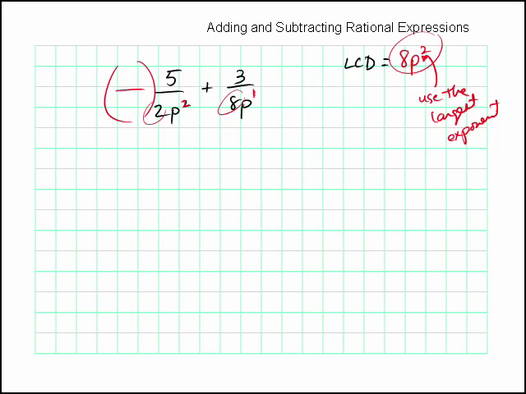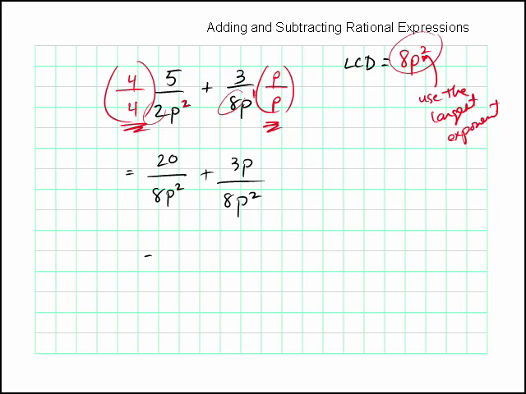That means that I will have to multiply this fraction by just 4 over 4 to get the common denominator down there. And this fraction needs to be multiplied by p over p. This gives me 20 over 8p squared plus 3p over 8p squared. I now have my common denominator, so I can add the numerators together. My answer is going to be 20 plus 3p over 8p squared. And there it is. Nothing reduces. That's my answer.